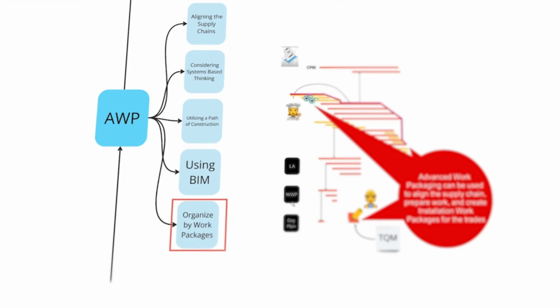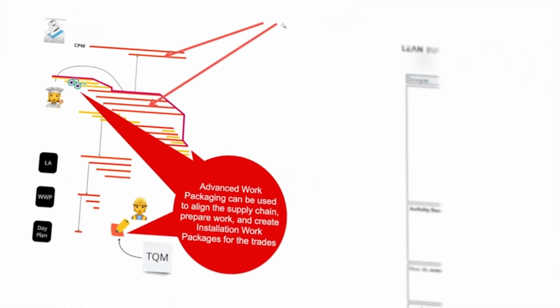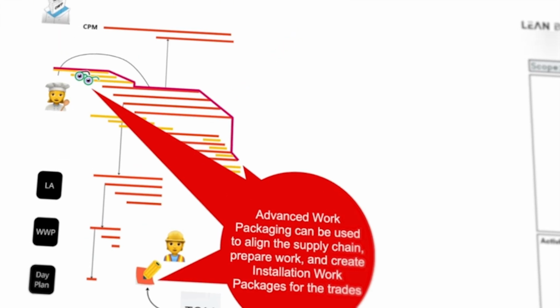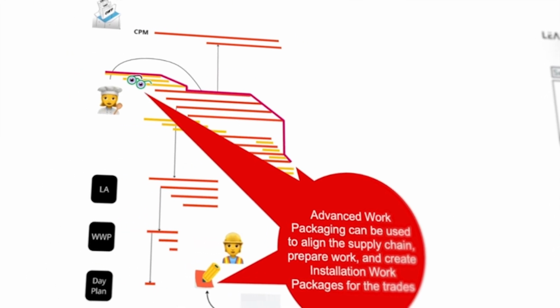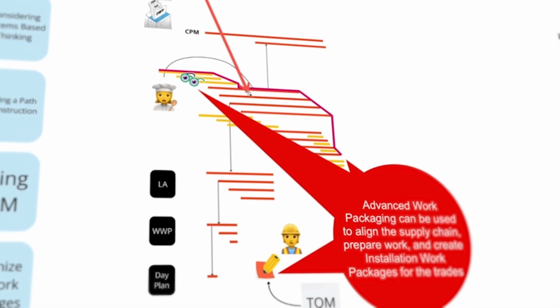So let me do a little bit here. You see we have our typical CPM, our typical production plan, our last planner, but where does advanced work packaging come in? Well, first of all, you will have engineering, procurement, and construction work packages as a part of how you organize the overall production plan.